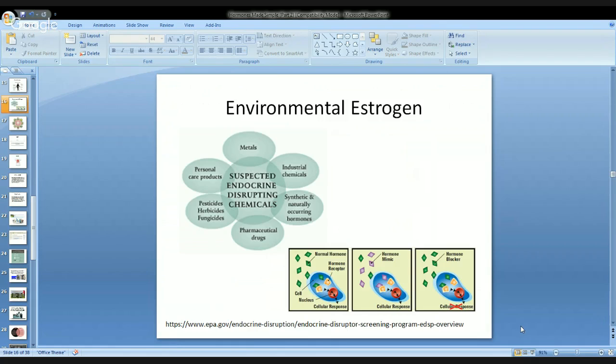All right, this is what I want to talk about right now. A lot of you are probably wondering, why do I have estrogen dominance? Why is there so much estrogen out there? Why are people getting breast cancer? It's because there's this environmental estrogen.